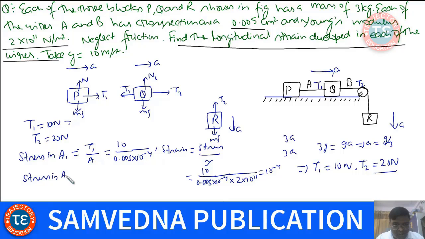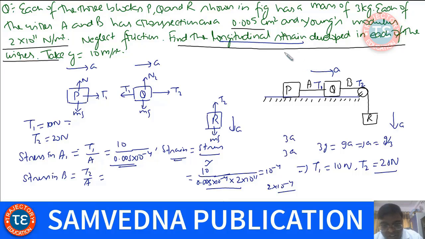Similarly, stress in B is going to be T2 upon area, and T2 is 20 Newton, so it will be twice of this, and similarly strain will also be twice of this. So strain in B is going to be 2 into 10 to the power -4. Strain in B is going to be twice, because tension is twice, so stress is twice. Area of cross section is same. So longitudinal strain in B will be twice the longitudinal strain in A. So it is 2 into 10 to the power -4. Okay, that's going to be the strain in B. This is going to be the strain in A.